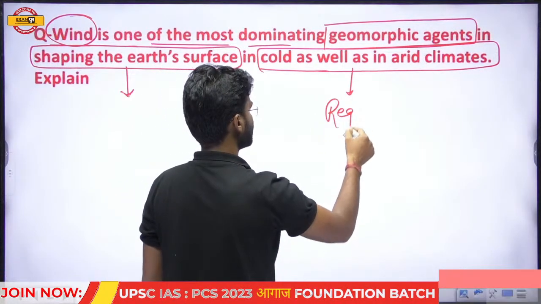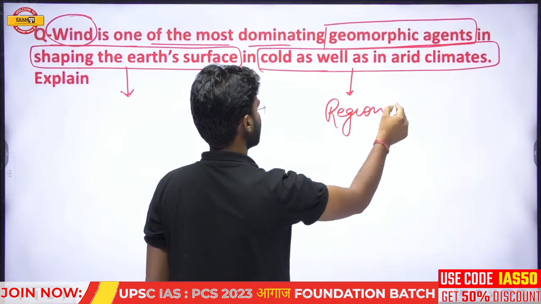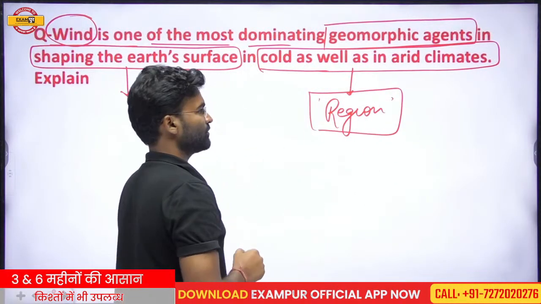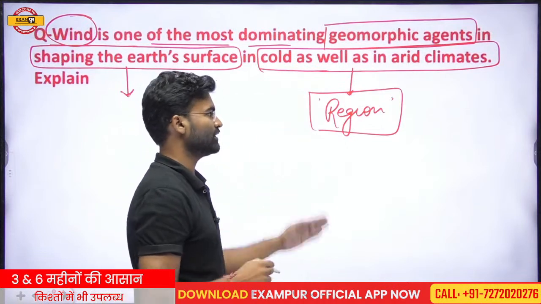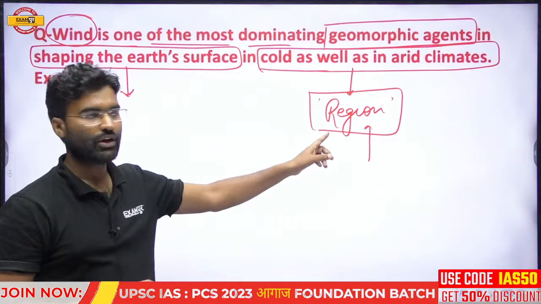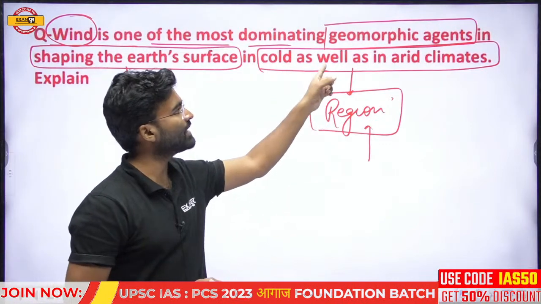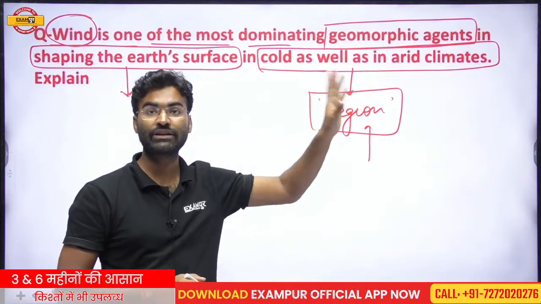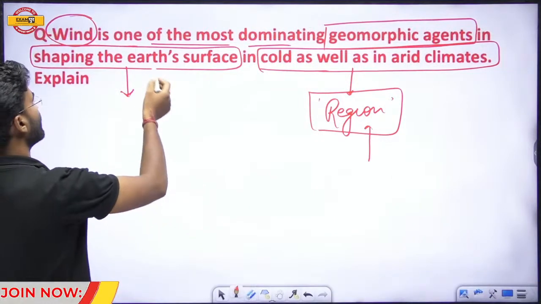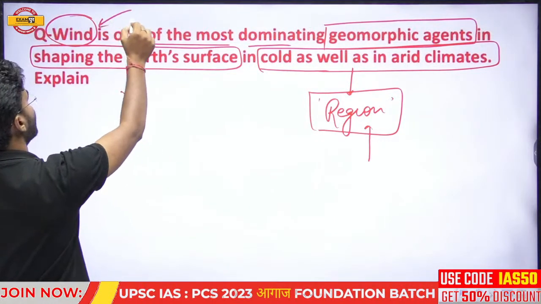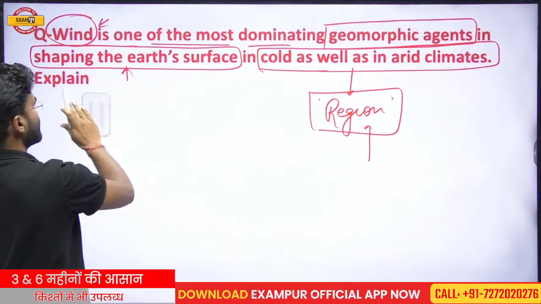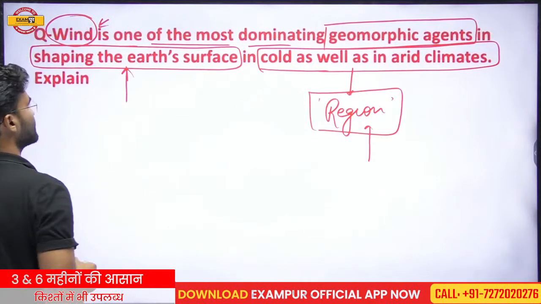Okay, so read this question and find out these things. This is the region. When you give the answer to this question, you have to focus on this region, because the question is asked about this region. So the region is the cold as well as the arid climatic region. Second, which type of climatic geomorphic agent is talked about in this question? Wind. And the formation of the structure or the shaping of the Earth surface.